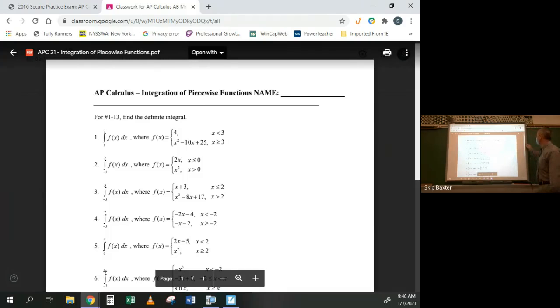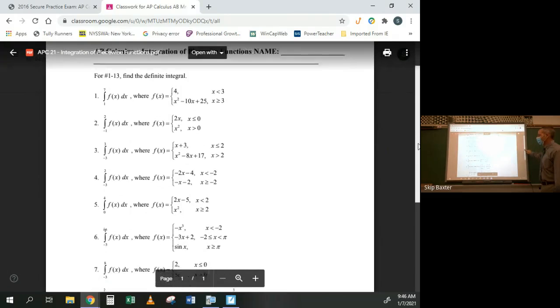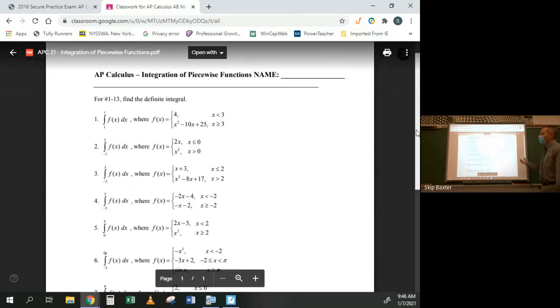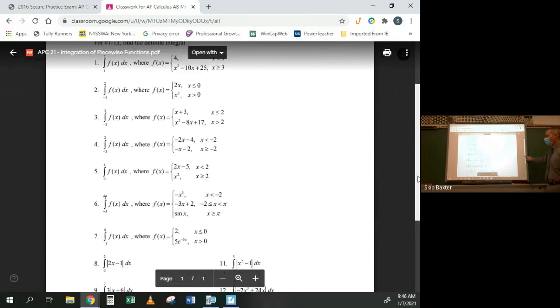So the first ones are fairly straightforward. They just give you a piecewise function. You have to figure out where it changes and then do the two separate integrals. And by the way, if you want to use your calculator for this homework assignment, that's perfectly fine. The point of the assignment is not evaluating integrals. The point of the assignment is figuring out what integrals to evaluate based on the piecewise function. So you can save time by using your calculator.